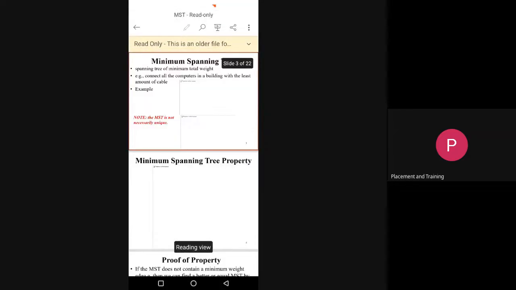So the minimum spanning tree is not always going to be unique, in the sense that I may take one path and the other person may take another path. Each of us prefers our own path. That is why they say a minimum spanning tree is not going to be a unique one. Now let me tell what the properties of a minimum spanning tree are. If the minimum spanning tree does not contain a minimum weight edge, then we try finding a better or an equivalent edge. And then here comes Prim's algorithm.